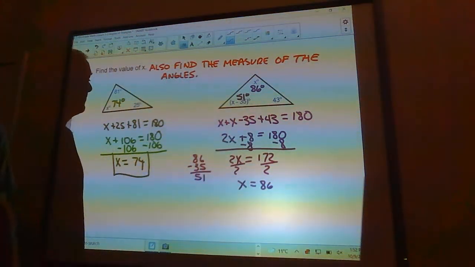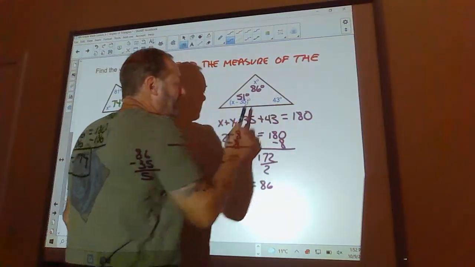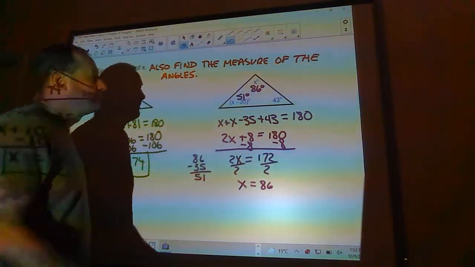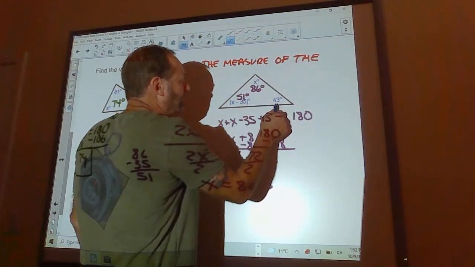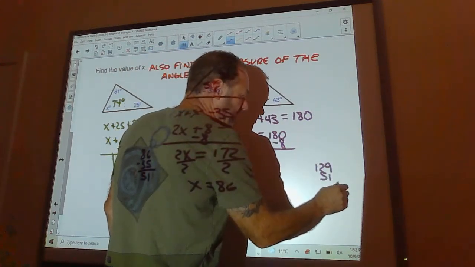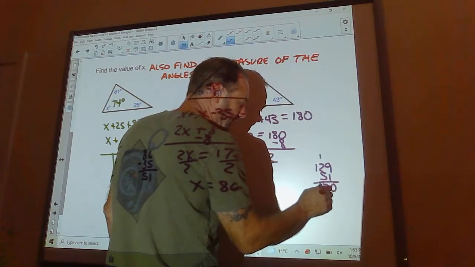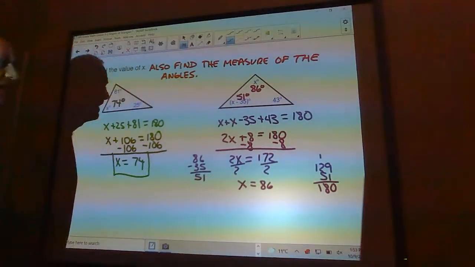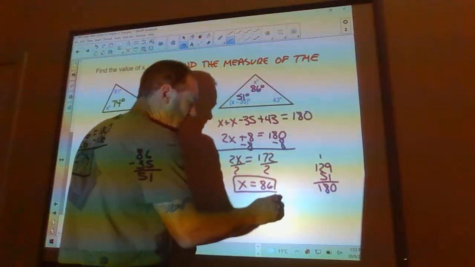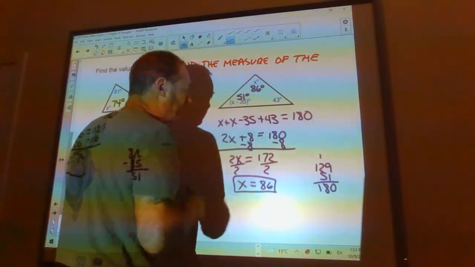Now, if it was me, and I was doing this problem, the last thing I would do is check to make sure that these three angles added up to 180, because if they don't, you made a mistake somewhere. Okay, so 86 and 43, that'd be 129. And then I add 51, and that's going to be 180. That's a good sign. And so, yes, that works. So x is 86. The measure of this angle is 86 because it's equal to x, and this angle is 51 degrees.